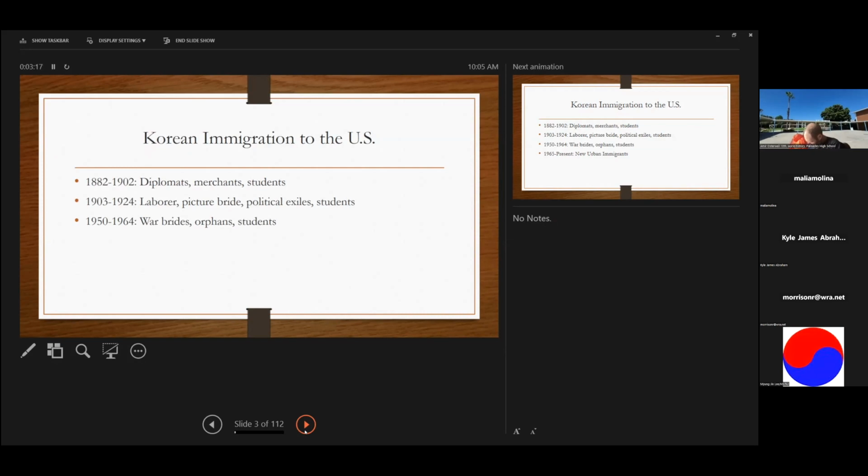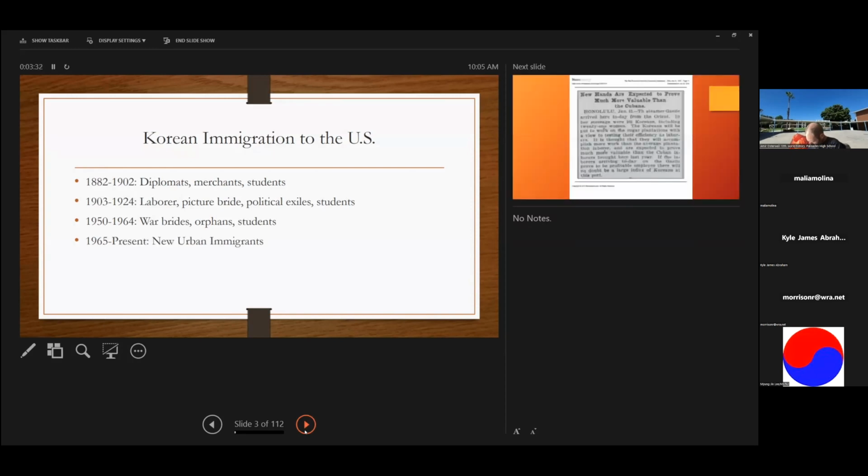Still, the Korean American population in the United States was very small. As of 1970, the total Korean American population in the United States was less than 70,000. However, it all changed with the passage of the Immigration Act of 1965, and the Korean immigrant community began to grow in terms of numbers and quality.